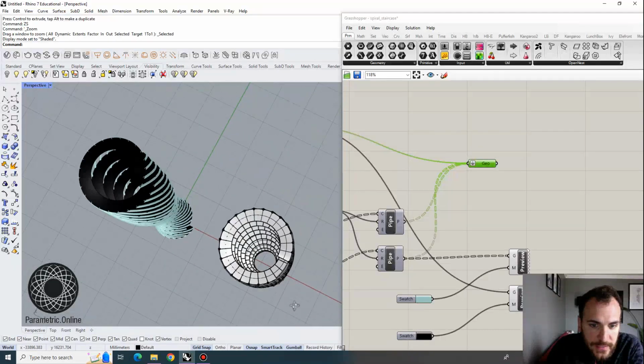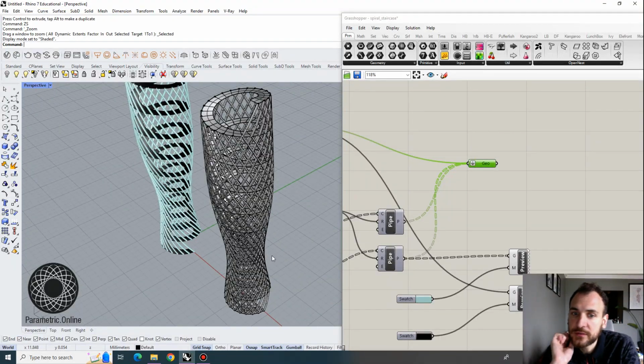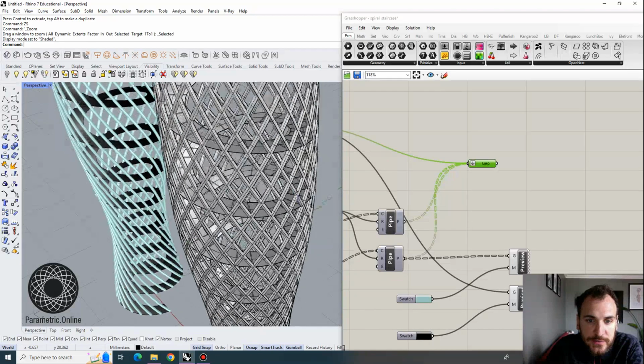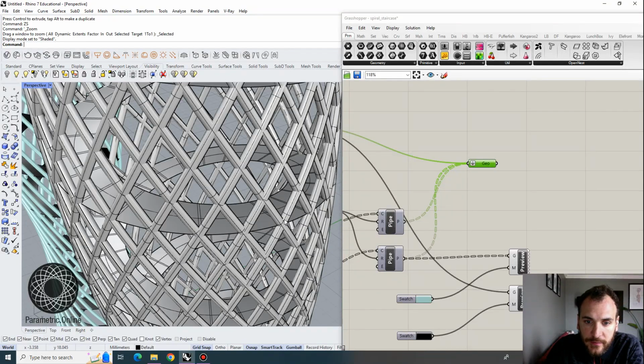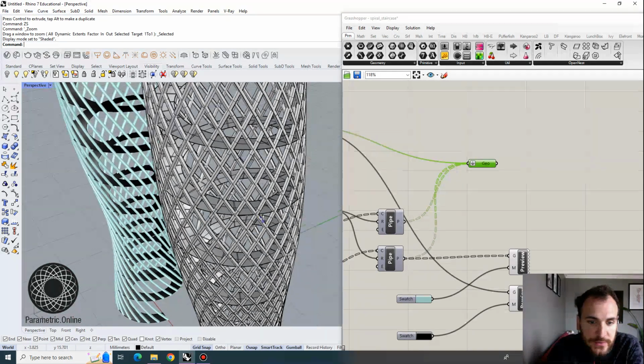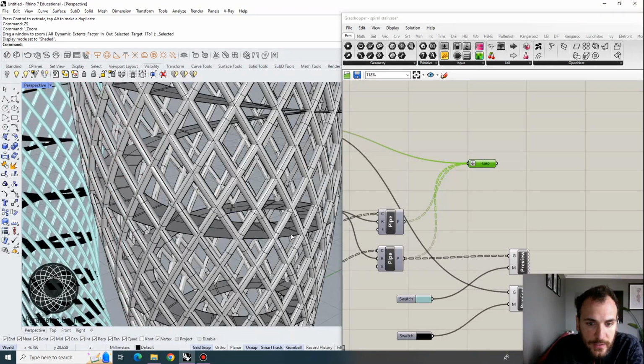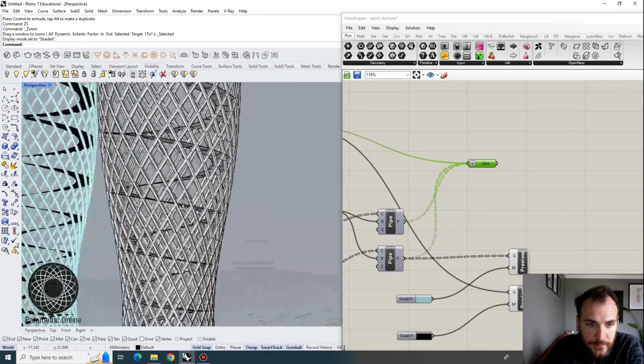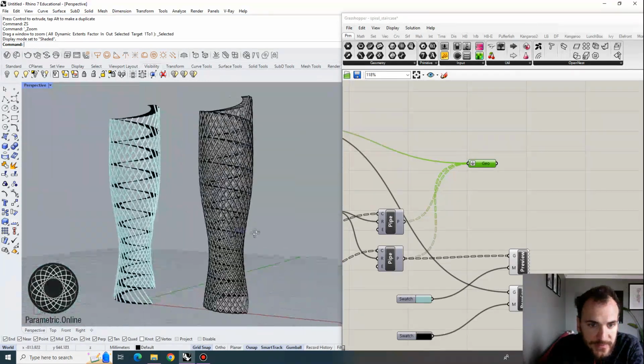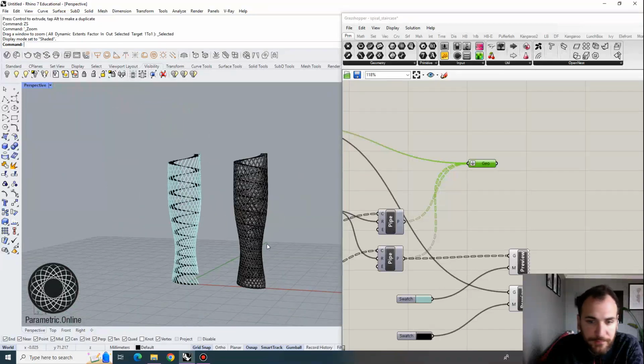What's nice is that the X bracings or the connections of this diagrid are actually formed on the ramp. So that's the kind of technical aspect of generating this type of spiraling structure.